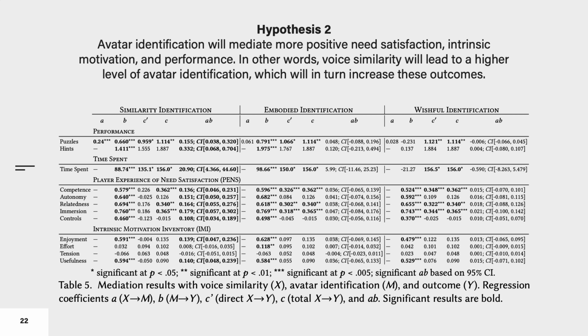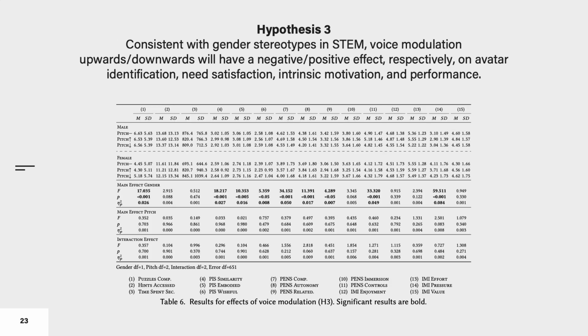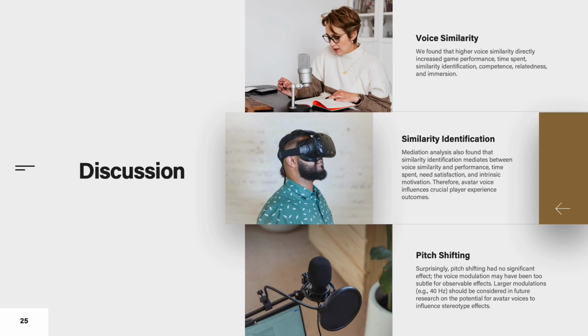Therefore, we concluded that similarity identification significantly mediates the relationship between voice similarity and performance, time spent, need satisfaction, and intrinsic motivation. For hypothesis 3, neither the main effects of voice modulation nor the interaction effects between gender and voice modulation were significant. Therefore, voice modulation had a negligible impact on outcomes. We found that higher voice similarity directly increased game performance, time spent, similarity identification, competence, relatedness, and immersion. Mediation analysis also found that similarity identification mediates between voice similarity and performance, time spent, need satisfaction, and intrinsic motivation. Surprisingly, pitch shifting had no significant effect. The voice modulation may have been too subtle for observable effects.